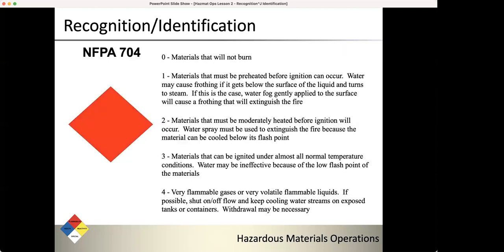All right, red is flammability. 0 means it doesn't burn. 4 is very flammable gases or volatile flammable liquids. If possible, you would shut off the flow and keep cooling water streams on exposed tanks or containers. Withdrawing may be necessary. So just, the higher the number, the worse the hazard is.